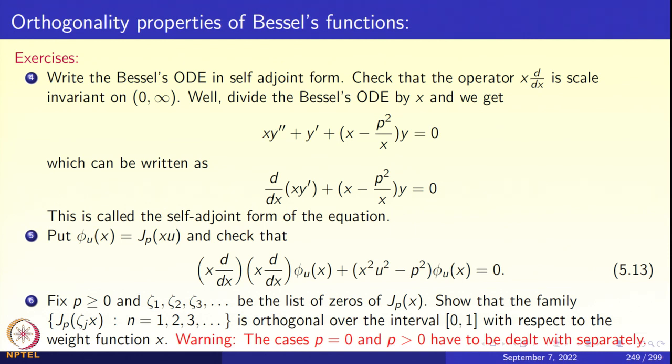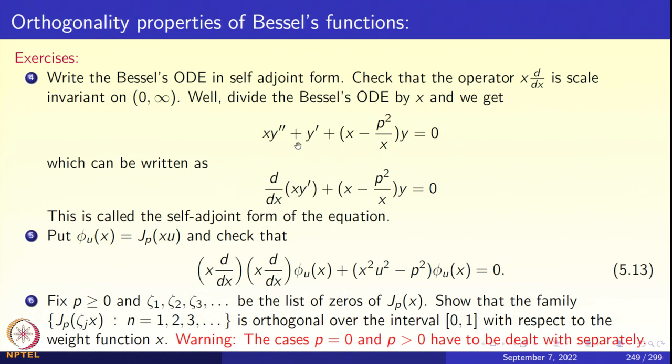So first of all, notice that the Bessel differential equation is x y'' + y' + (x - p^2/x) y = 0. I have taken the standard Bessel equation x^2 y'' + x y' + (x^2 - p^2) y = 0 and divided through by x, and I get this. Now the first two terms can be combined and it can be written as d/dx (x y') + (x - p^2/x) y = 0. This is called the self-adjoint form of this differential equation.